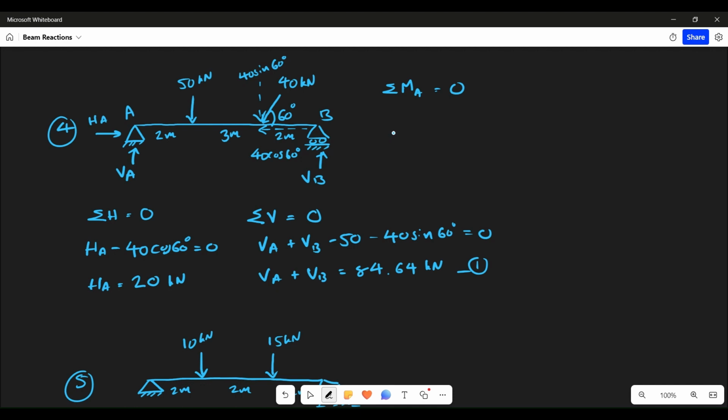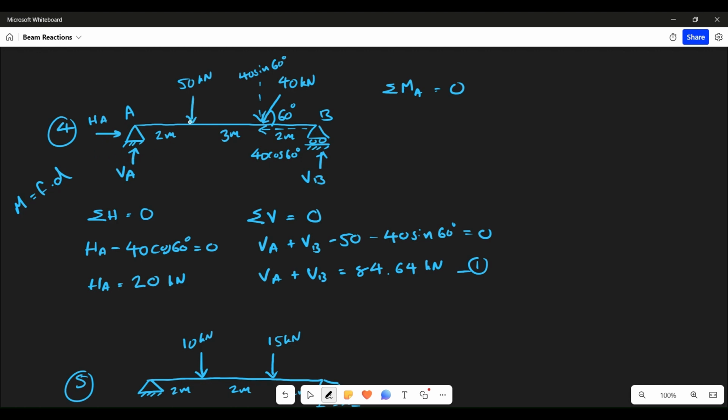So we need to take moments of all the forces at point A. Firstly, these forces HA and VA. There is no moment of HA and VA at point A because moment is F into D. So the distance of these forces from point A is 0. If distance is 0, moment is 0. So no moments due to these forces.